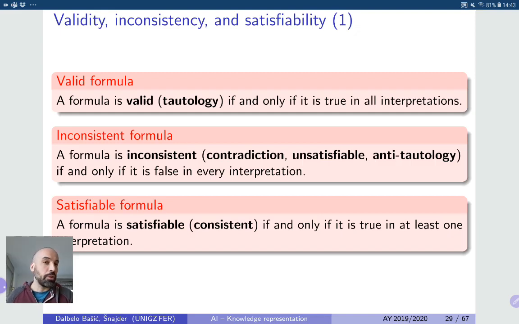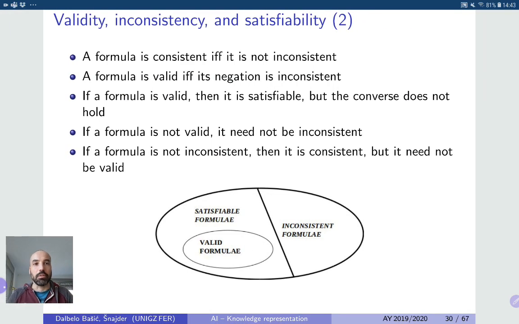Now if you would take a couple of minutes and think about what this means: if a formula is valid, then it's satisfiable. If it's not satisfiable, then it's inconsistent. You actually would be able to build a small graph of the relations between these three concepts, but we'll do this for you with a couple of statements here. So first, a formula is consistent if and only if it's not inconsistent. A formula is valid if and only if its negation is inconsistent, and so forth.